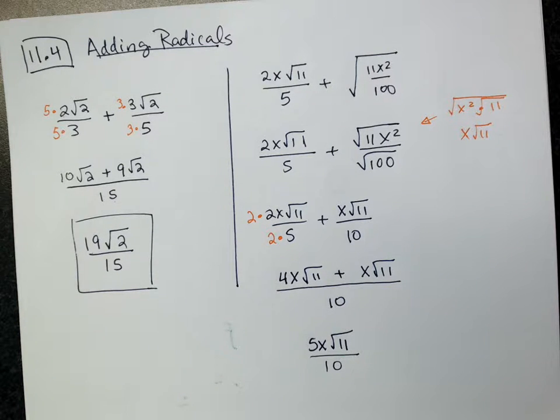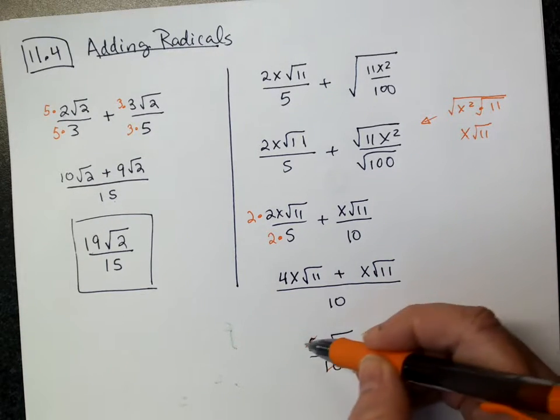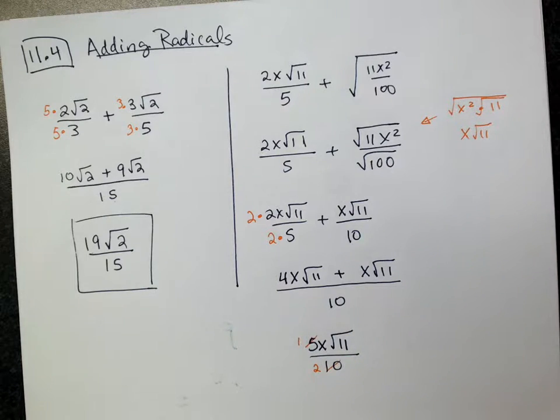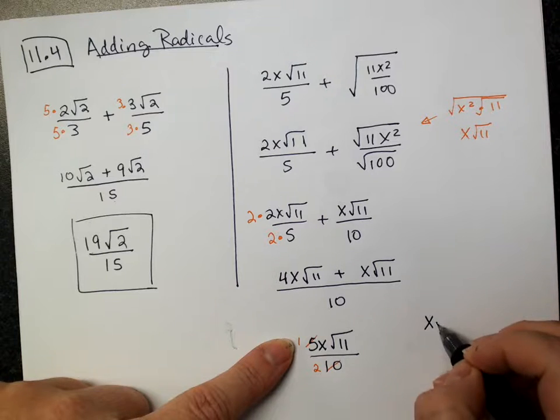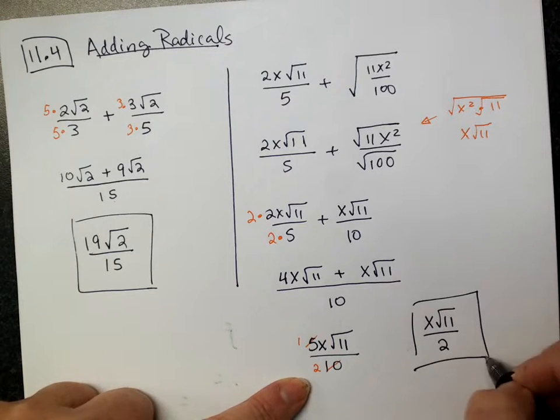Ready to walk away? One last thing. That 5 and 10 is like simplifying to 1/2. Leaving a 1x, or just an x, square root of 11 on top, and a 2 on the bottom.